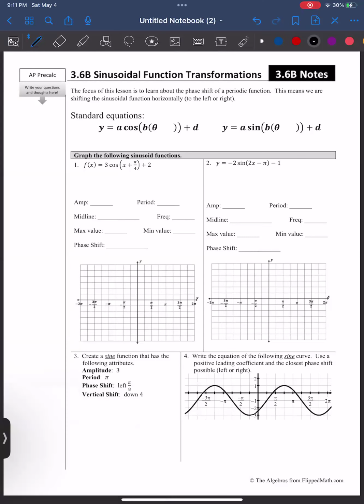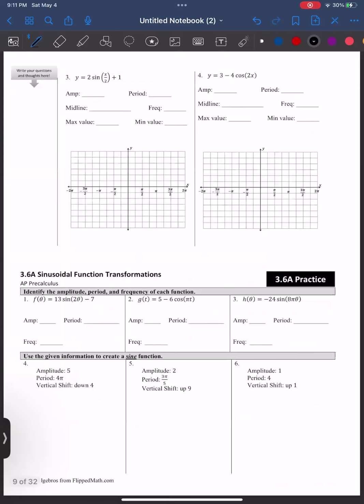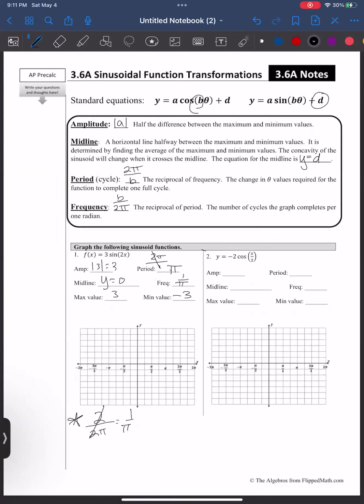And my screen stopped sharing. So let me see about fixing that. That should be better now. There we go. So I don't know where it got cut off. This was the answer for number 1. And that's the end of 3.6a.